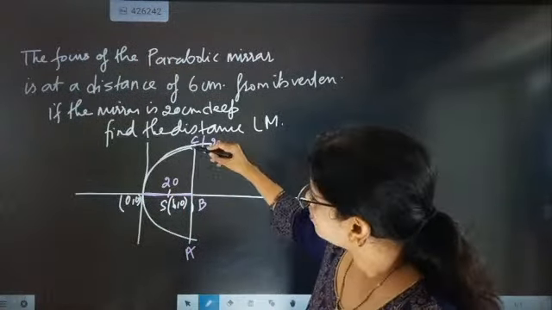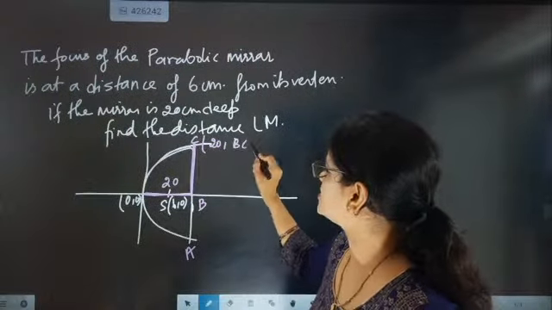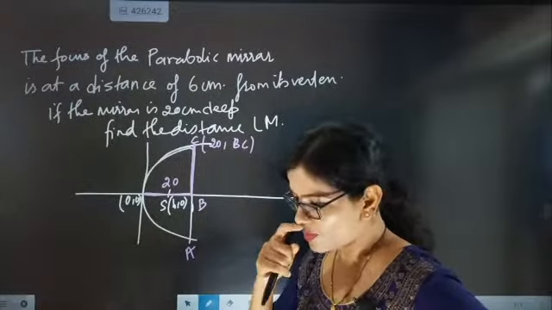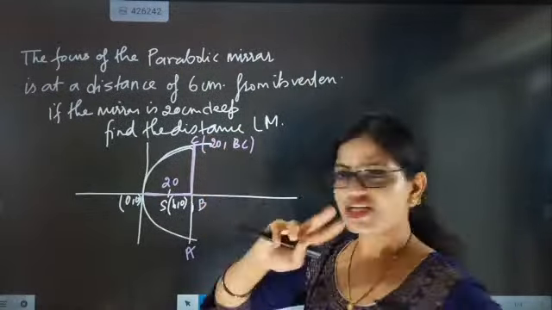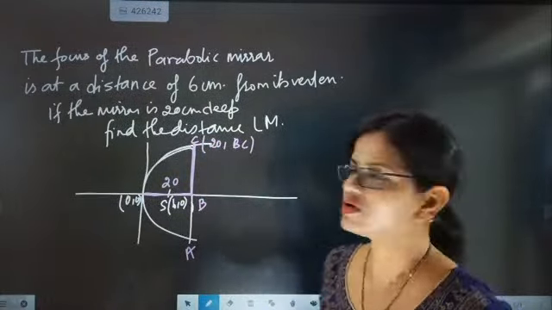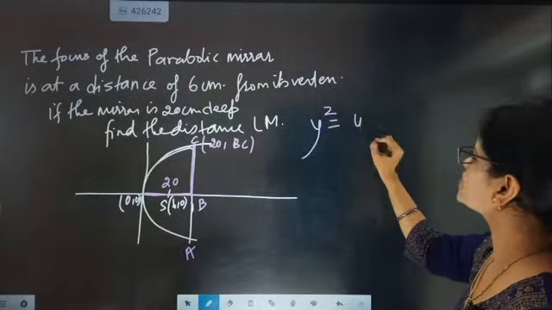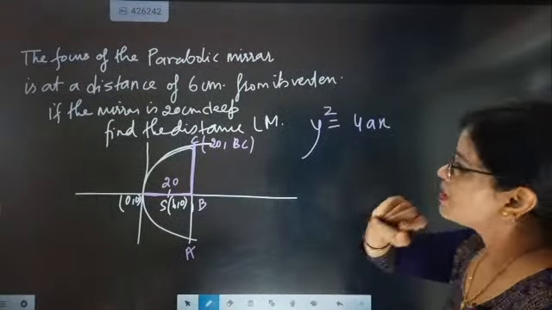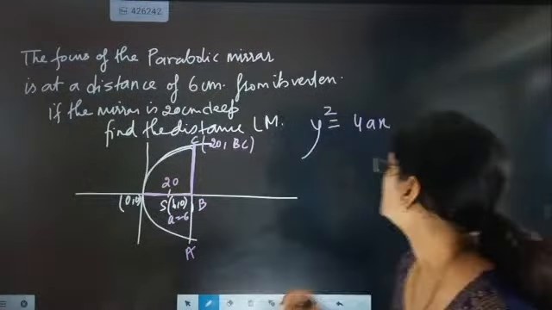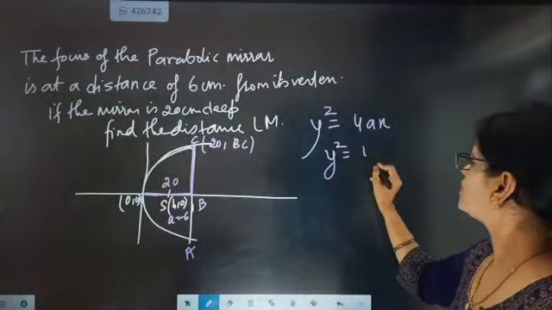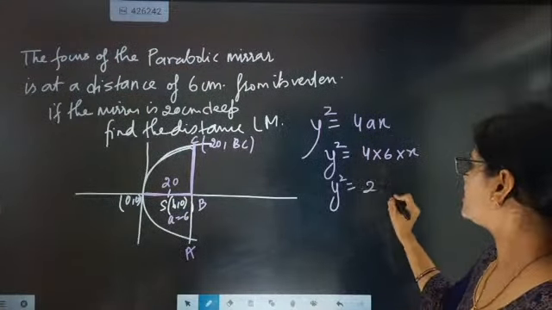Now we don't know what this length is, so we are going to write it as BC. This is a point on the parabola, so it will satisfy the equation of the parabola for sure. Okay, so what is the equation of the parabola? Here the equation of the parabola will be y square equal to 4ax, fine. But the most important thing here is that focus is given. So a equal to 6 is already given, substitute. So y square equal to 4 into 6 into x, so y square equal to 24x.